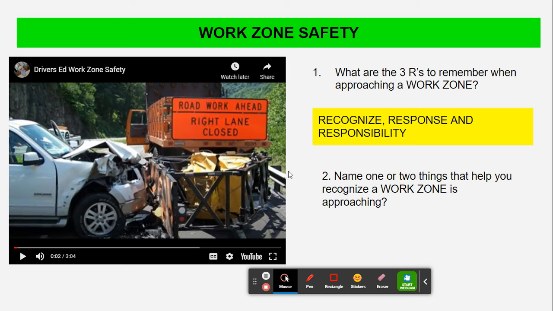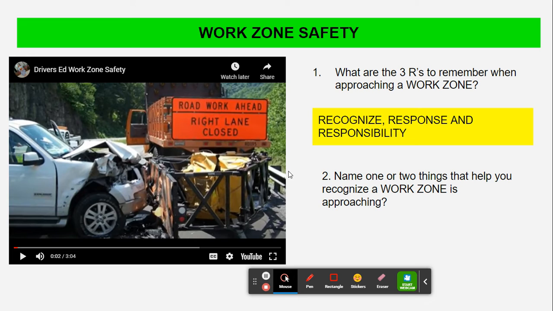Now that I kind of gave you my spiel on number 1. Name 1 or 2 things that help you recognize a work zone is approaching, right? We talked about the colors of the signs, right? So we're looking for a diamond-shaped sign, but of course the one that we see here in the picture is rectangular, but the colors definitely help us. They're orange and black, okay? Those orange and black colors really stand out for us.